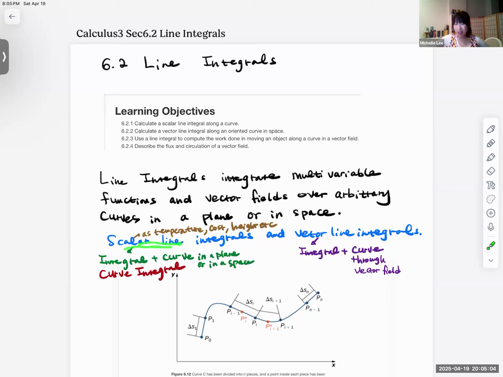For a scalar line integral, we integrate over a curve, so not a straight line. It's a curve in a plane or space, so this is also called a curve integral. Now, vector line integrals are like a vector: we integrate over a curve through a vector field. Let's take a look.